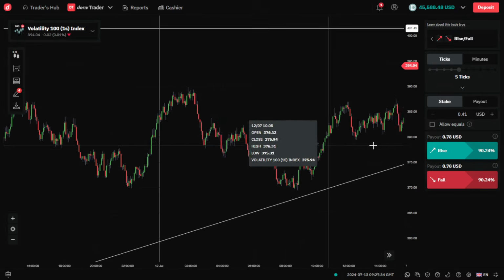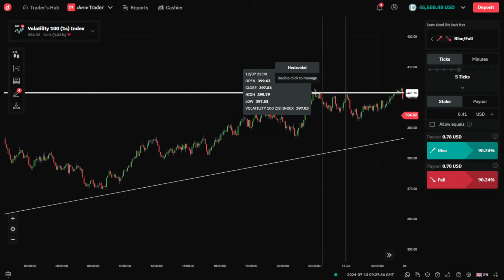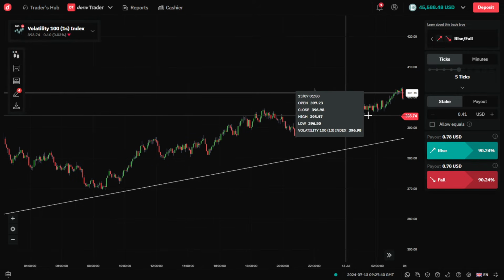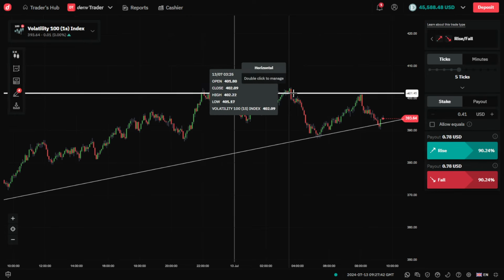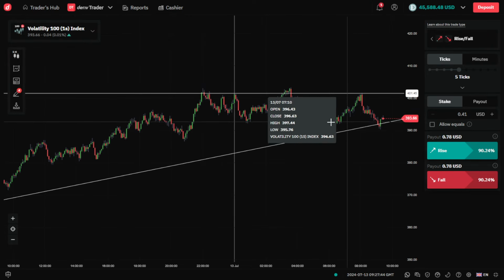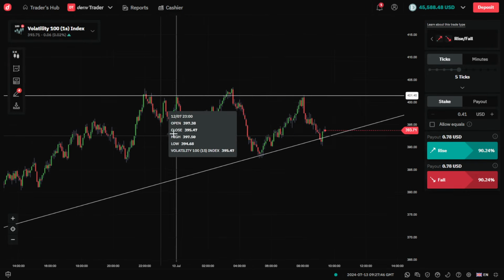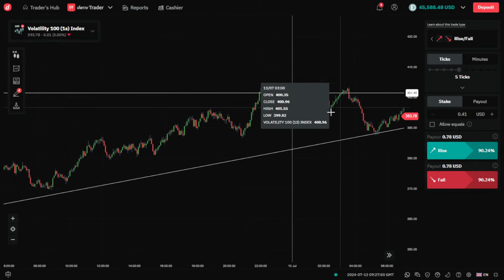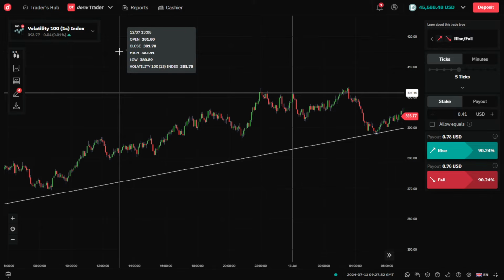Let me zoom in. Yeah, because you can see right there, it touched it and moved down. It touched it again, moved down. As you can see, it went above and then it came down. So if you could have placed a trade in any of these points, you could have made a profit. So how do you use it?